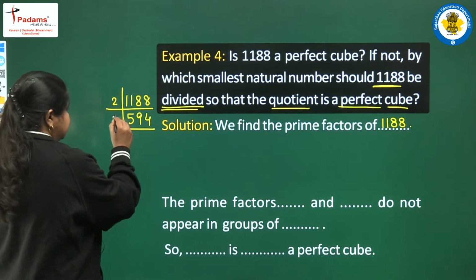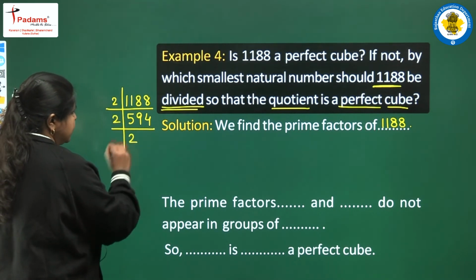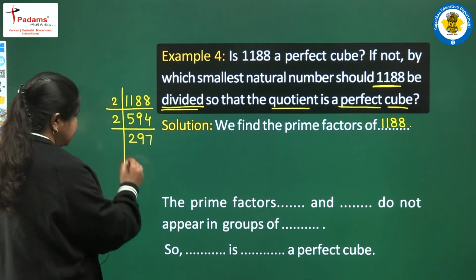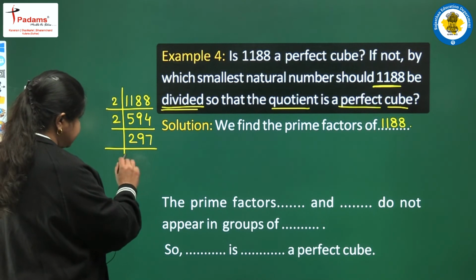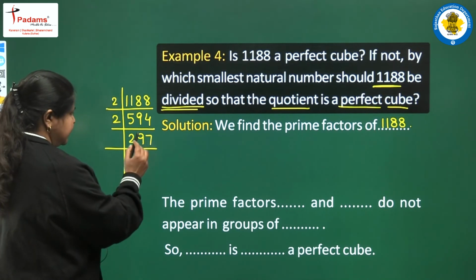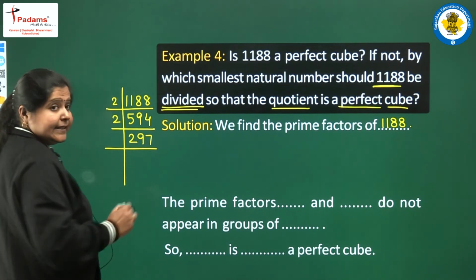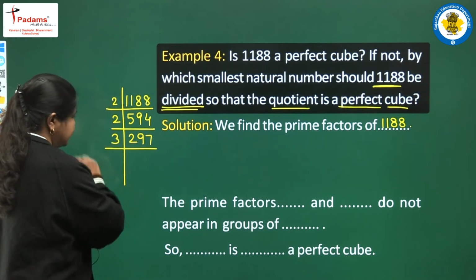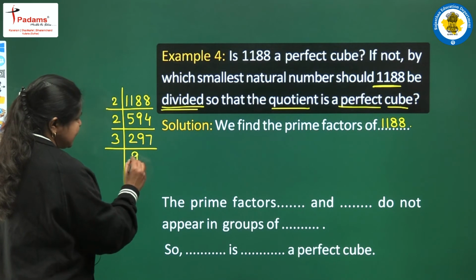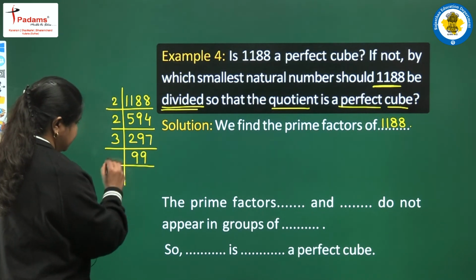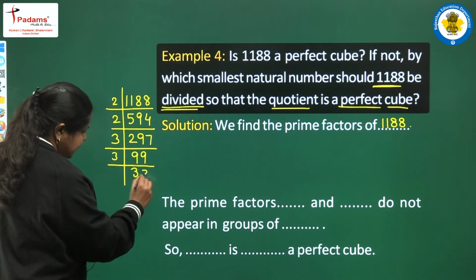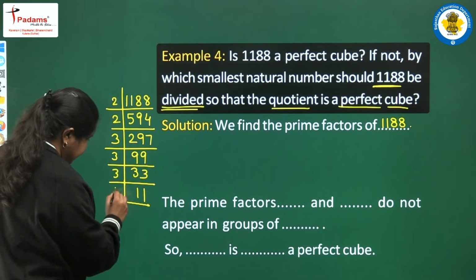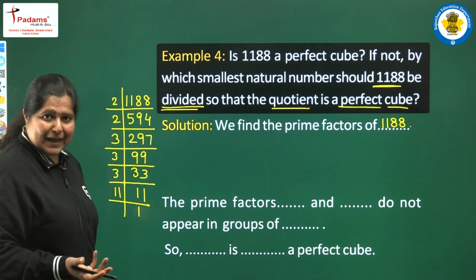Then by 2, 2 2s are 4, 2 9s are 18, 2 sevens are 14. Now just add the digits. Is it divisible by 3? 9 and 7, 16, 17, 18. Yes, it's divisible by 3. तो हम 3 लेते हैं next number. 3 9s are 27. 3 3s are 9, 3 and 3 are 33, 3 11s are 33, 11 ones are 11. 11 is a prime number.